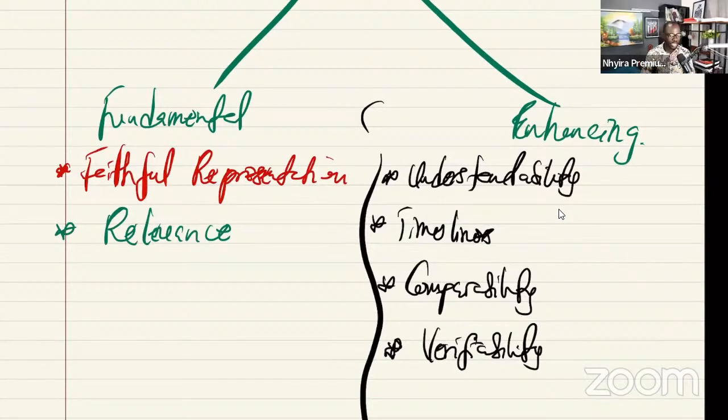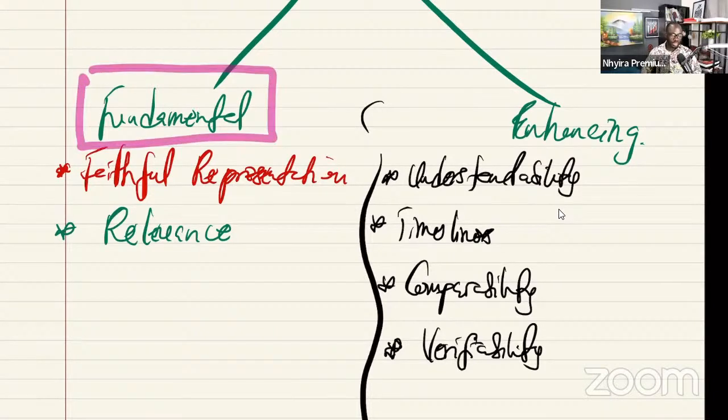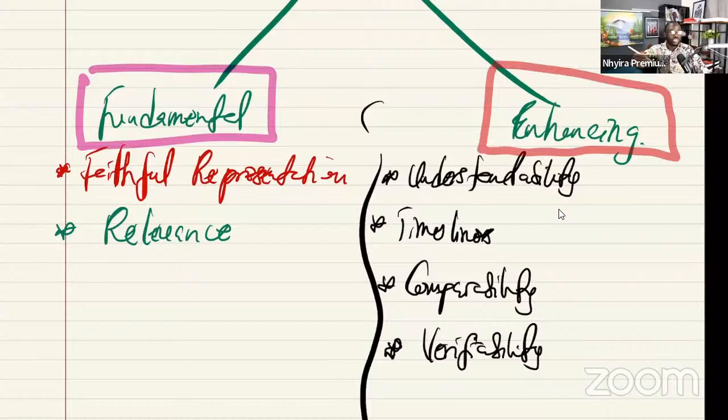So the way this works is that, like I said, the fundamental are the real go-tos. They are the things that set the tone. However, the fact that the tone is set does not mean everything is okay. There should be some other qualitative characteristics that provide conclusive assurance to us at the end of the day. And those are what we refer to as the enhancing characteristics of financial statements.